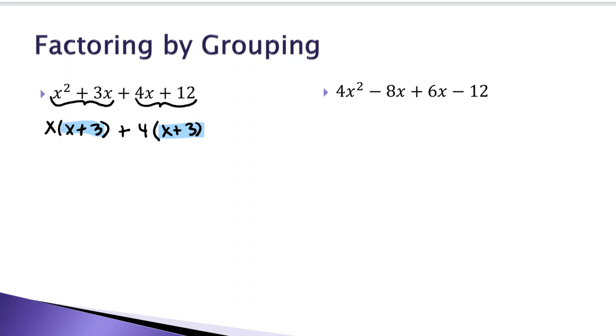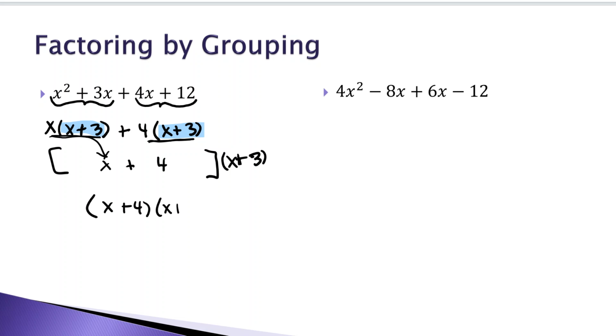So what I can do is factor that out also. X plus 3 can be factored away from this whole thing. When I factor it out of this part, it just leaves an x. And when I factor it out of this part, it just leaves a 4. And what I get is x plus 4 times x plus 3.